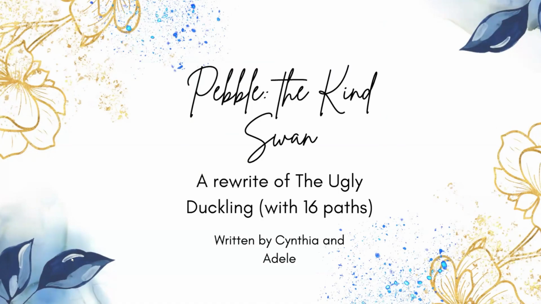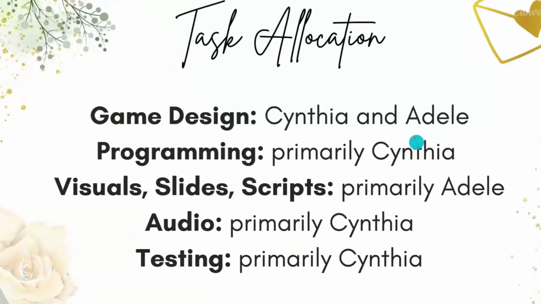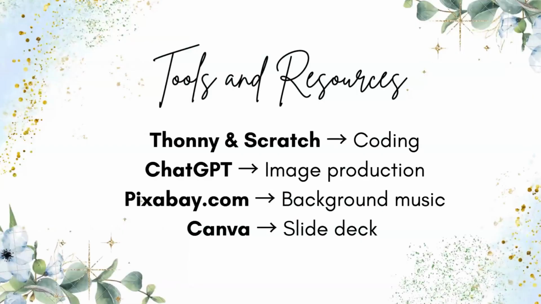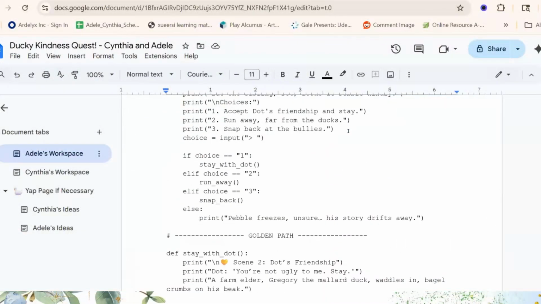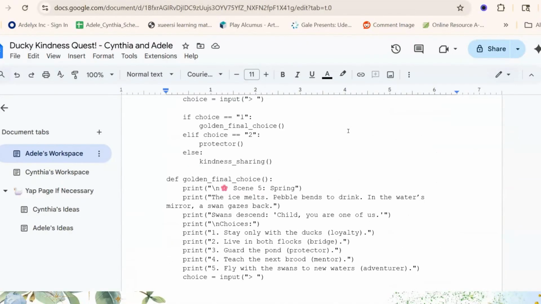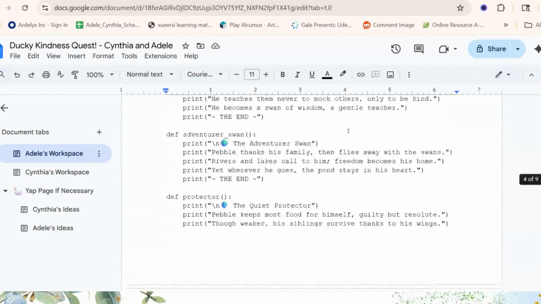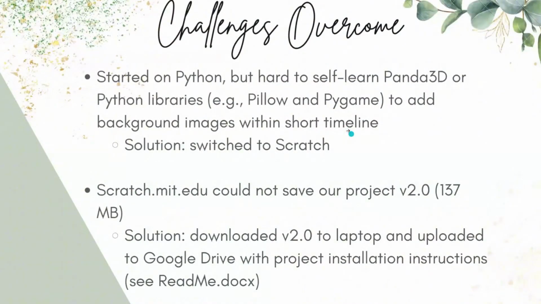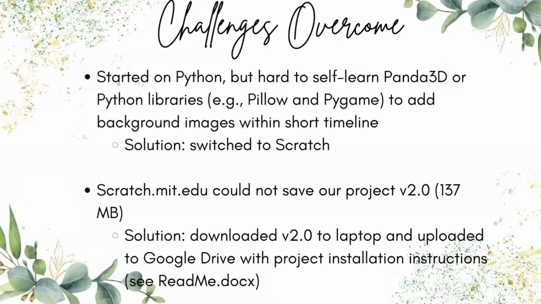Here's the slide showing the task allocation. For the sake of time, I will skip the details. Here are the tools and resources used for the project. We actually started by coding the game in Python, as you can see on the screen. That version worked well, but the biggest challenge was that we did not have sufficient time to self-learn Panda 3D or Python libraries such as Pillow and Pygame to add background music or images. So we switched to Scratch to make our project more interactive within a short timeline.